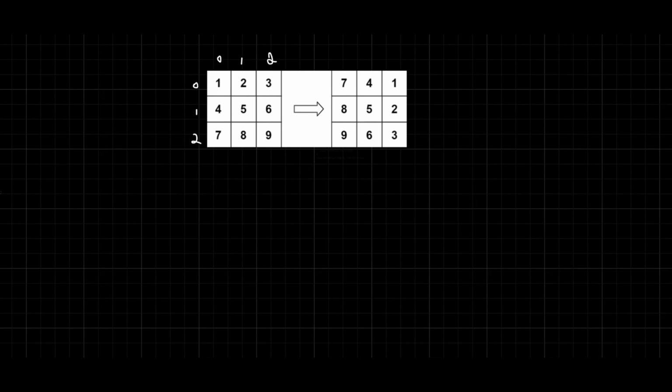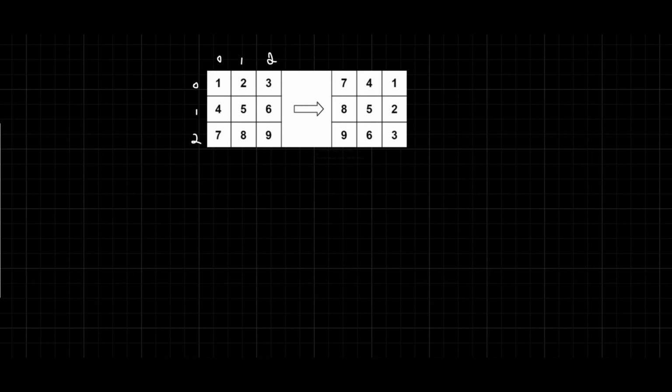In this problem, the algorithm is pretty simple. Suppose we are given this example, which is 1, 2, 3, 4, 5, 6, 7, 8, 9. And now we know that for the indexing of an array in a two-dimensional grid, it always starts from 0. So here, the index number of the first row is 0 and the index number of the third row is 2. Similarly, the index number of the first column is 0 and the index number of the third column is 2.